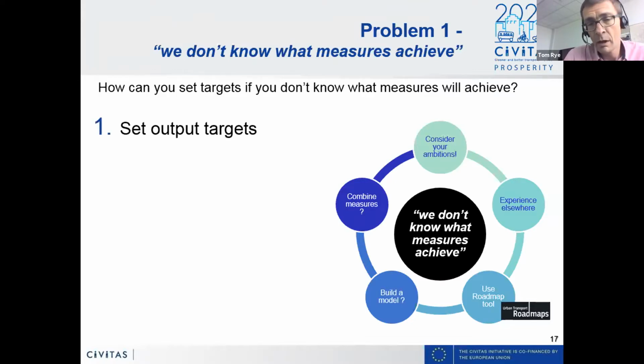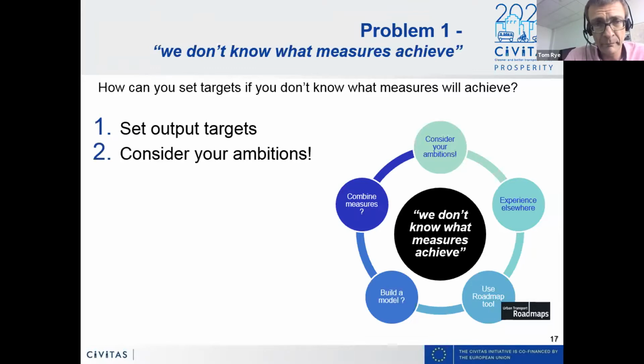So one way of dealing with this problem, if you set output targets, then you're less of a hostage to what can be achieved by a measure, because output targets are basically setting a target for the number of measures that will be implemented. Set an ambitious target. Our national cycling strategy in Scotland has that 10% of trips by bike by 2020, up from the current 1% in 2019. So that's a pretty ambitious target. Karl-Heinz likes that one.